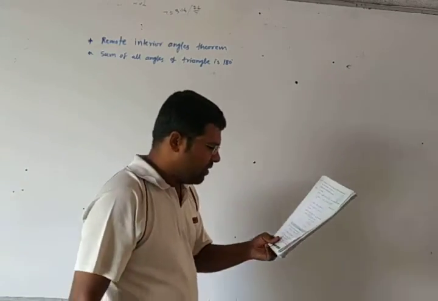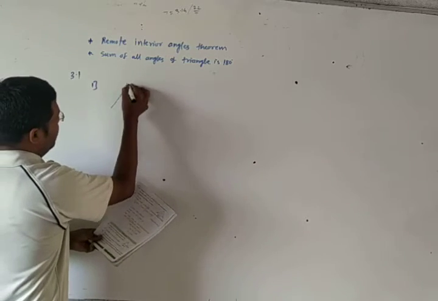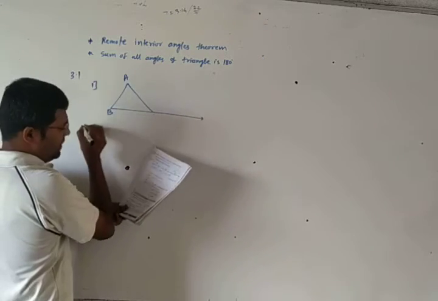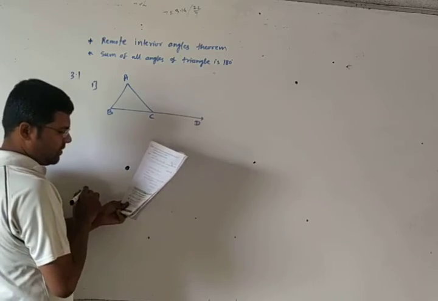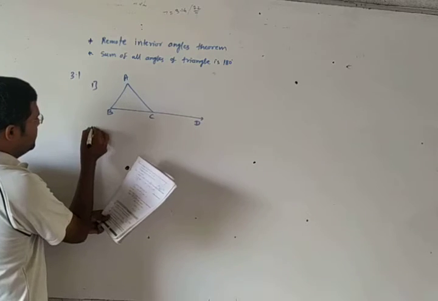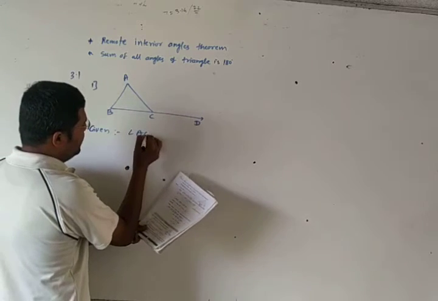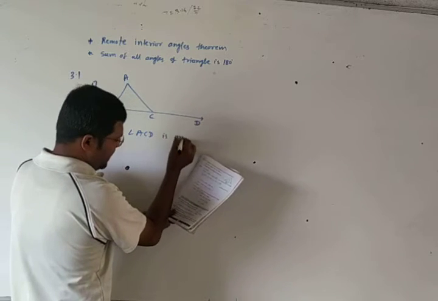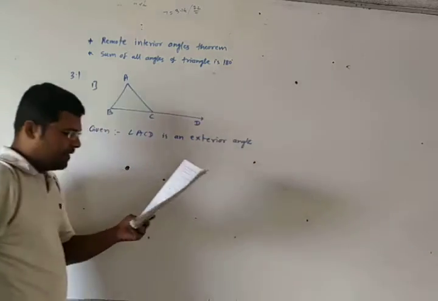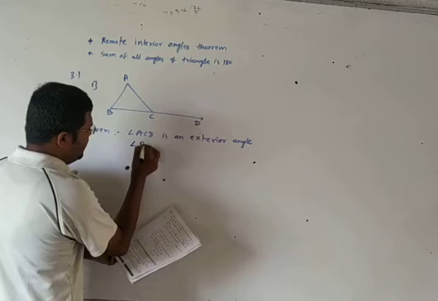Question number 1. Look here, a figure is given in 3.1 with points A, B, C and D. Given: angle ACD is an exterior angle. After that, angle B is equal to 40 degree.